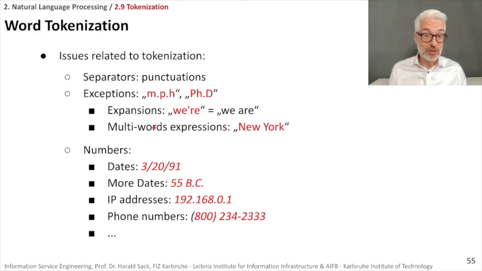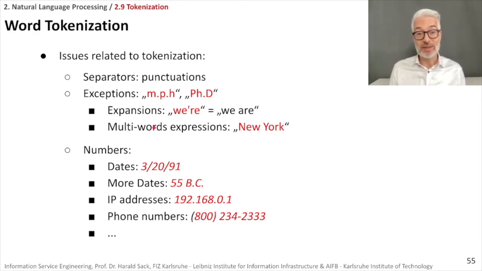If it comes to numbers, it's even more difficult. For example, you have so many ways to write dates in different kinds of formats. Also, if you look at historic dates, like for example 55 BC or 55 BCE or AD.